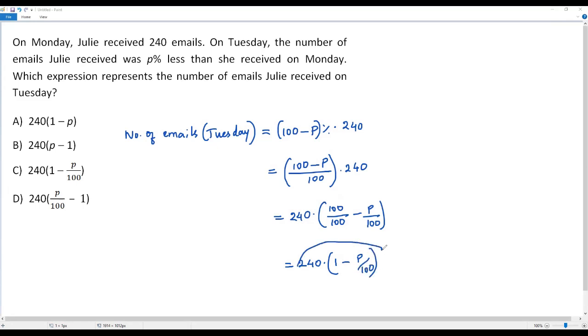Okay, here I got the expression that gives the number of emails Julie received on Tuesday. I find this expression in answer choice C. The correct answer choice for this question is C.